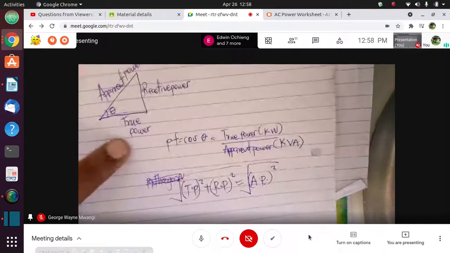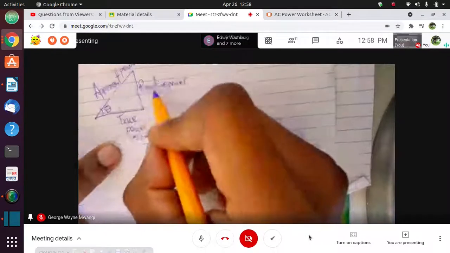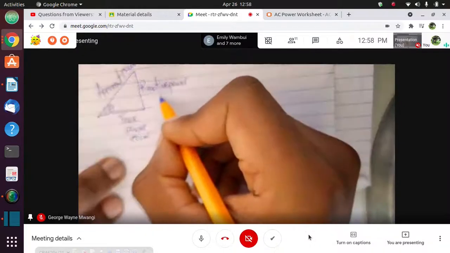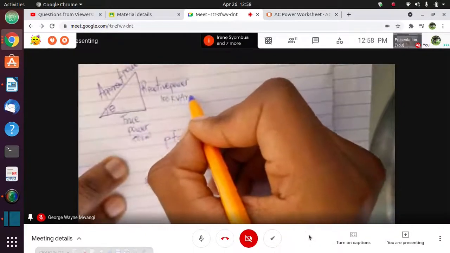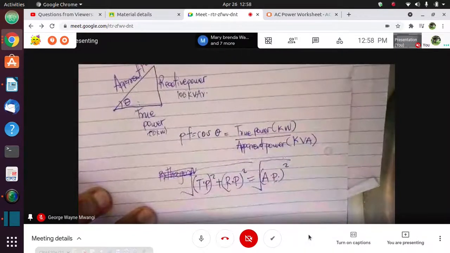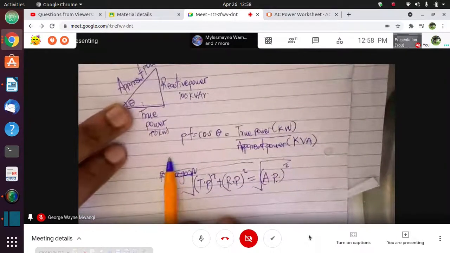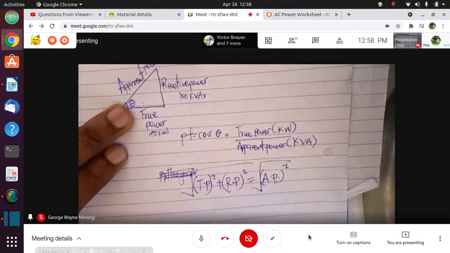For example, you are given that the true power is 50 kilowatts, and the reactive power is, let's say, 100 kilovolt ampere reactive. And you are asked to find the power factor. You can find the power factor by finding the angle. I heard someone mention tan somewhere. That is correct. You can still find it using tan.